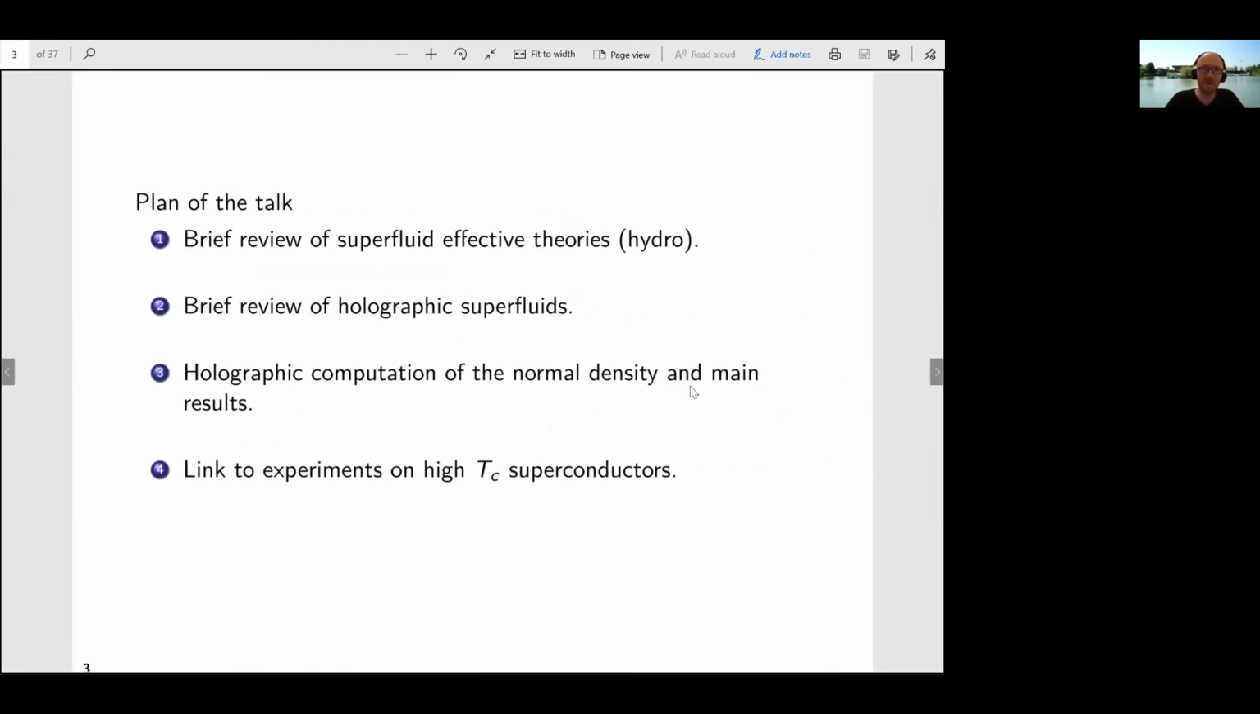Okay, here's the plan of the talk. I will start with a brief review of superfluids and superfluid effective theories, and in particular the hydrodynamic formulation. Then I'll give you a very brief, even briefer review of holographic superfluids. And then I'll turn to the main part of the talk, which is the holographic computation of the normal density. I will tell you a little bit about previous results and tell you about our main results. And then if time permits, but that's not entirely sure, I will link this to recent experiments on high TC superconductors, which were another inspiration for our work.